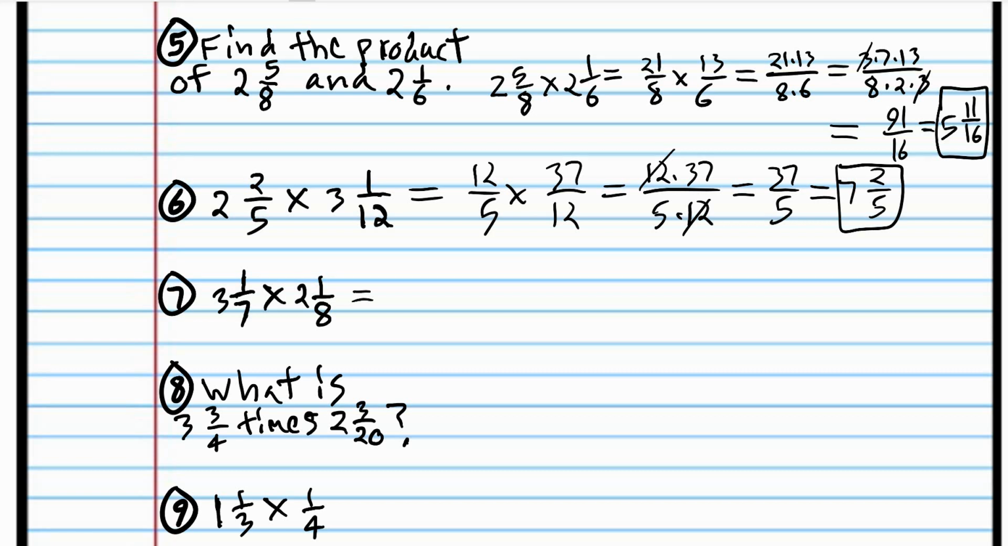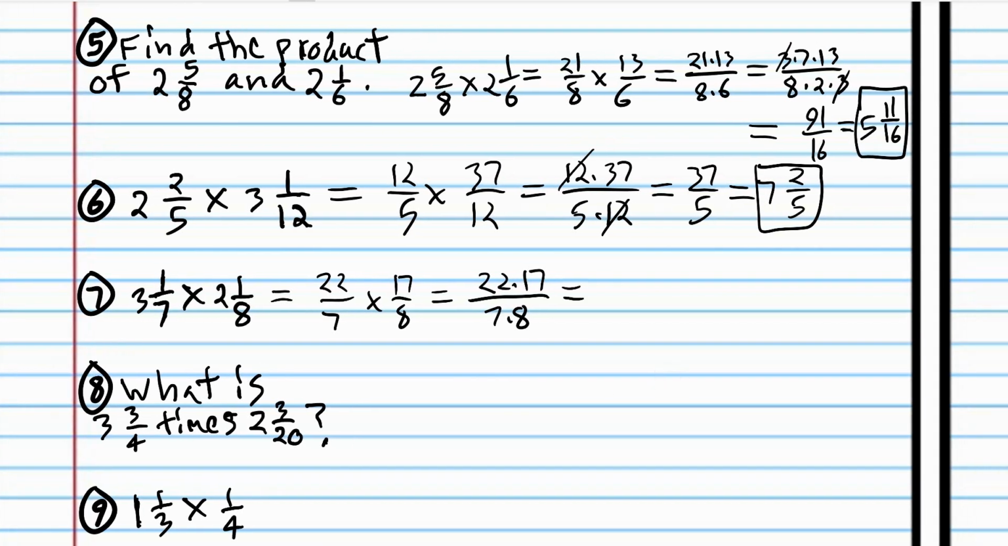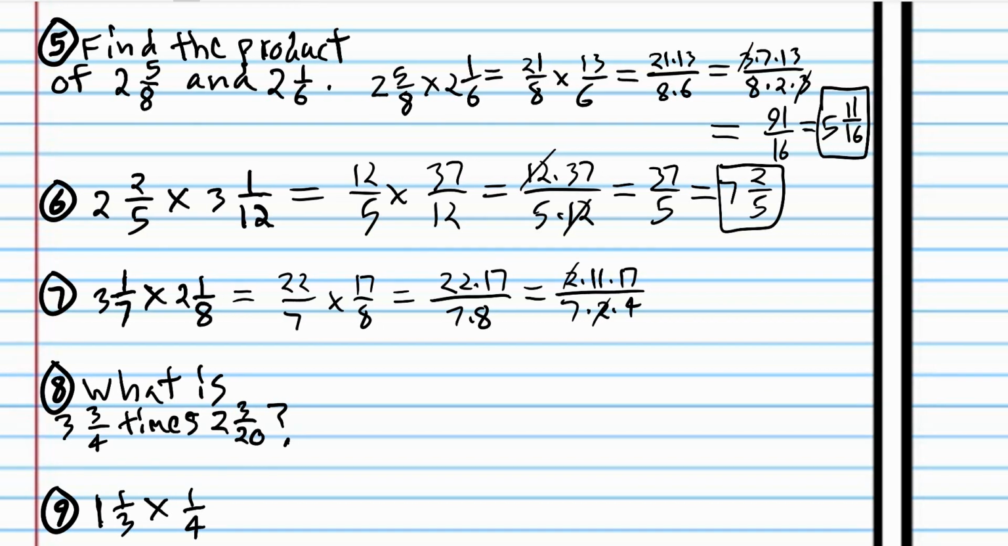All right, we're back. 3 1/7 becomes 22 over 7. 2 1/8 becomes 17 over 8. Multiply. 22 times 17 over 7 times 8. You just multiply straight across. Keep it in factored form. 22 is 2 times 11. Remember, that's one of our multiplication facts. 8 is 2 times 4. And we have a factor of 2 that's common, so cancel those out. Then we have to recombine.